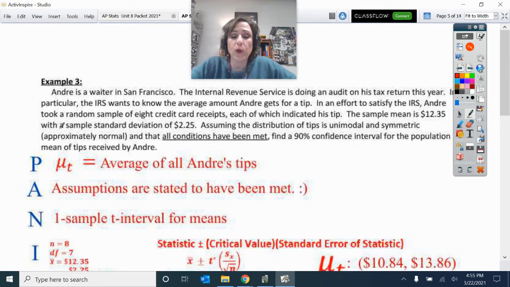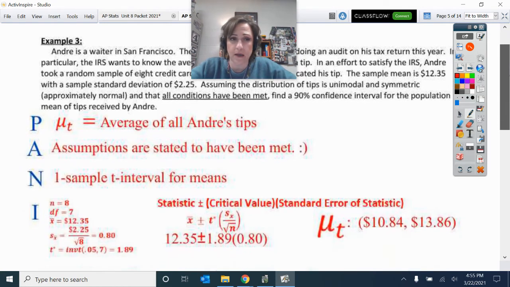We're going to first start off today saying that all the conditions for inference have been met, because hopefully the fact that it said a sample size of 8 is a little alarming to you. That is a small sample size, and we need to address that. We will address the conditions for inference tomorrow. But anyway, this first thing says find a 90% confidence interval to estimate the average of all of his tips. So let's take one sample and estimate his average of all of his tips.